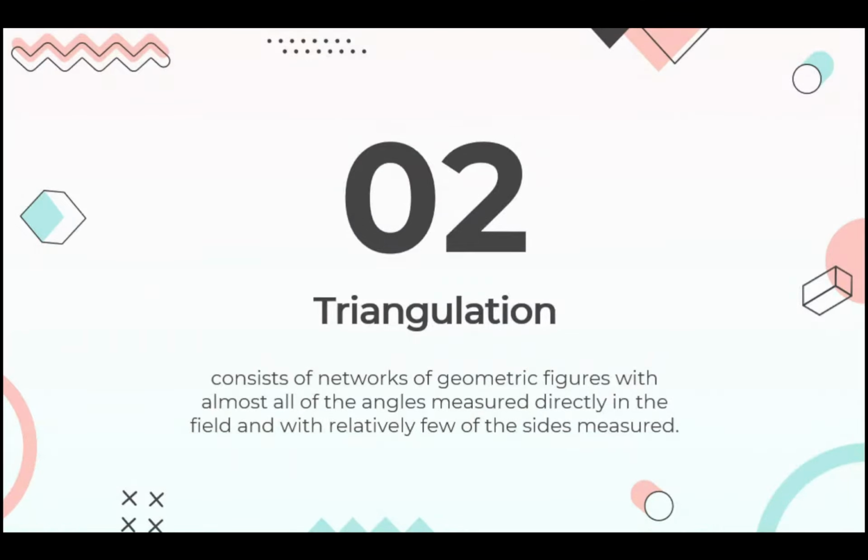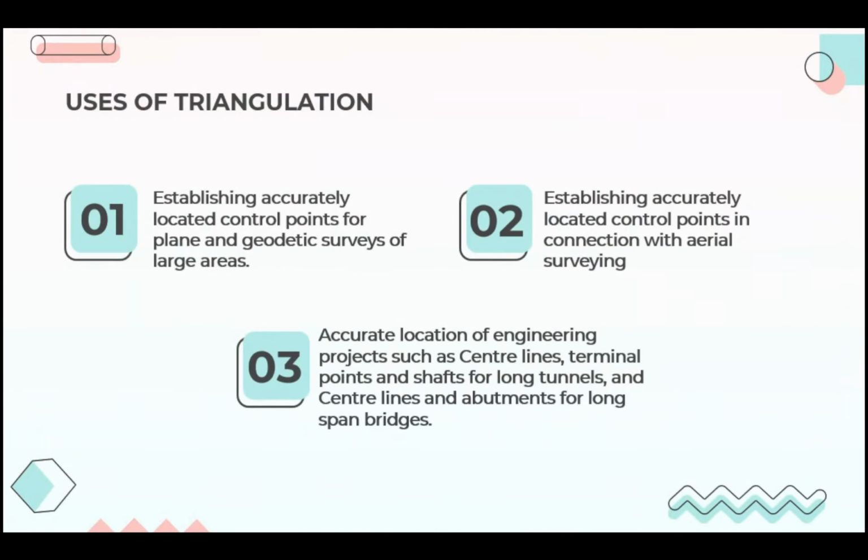So keep in mind some of the following functions or uses of triangulation. First is to establish accurately located control points for plane and geodetic surveys of large areas. Next, establishing accurately located control points in connection with aerial surveying. Third, accurate location of engineering projects such as center lines, terminal points and shafts for long tunnels, and center lines and abutments for long span bridges.